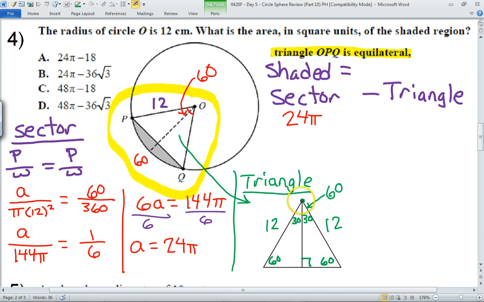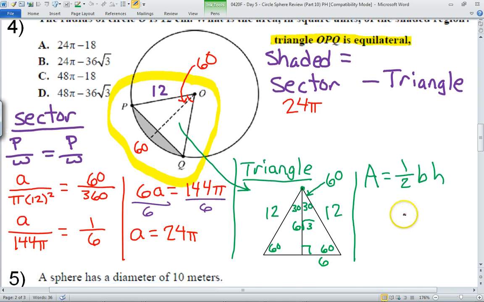Now I have the hypotenuse. If the hypotenuse is 12, that will tell me what the short leg is. The short leg is 6. If the short leg is 6, that should tell me what the long leg is: 6 radical 3. That's important because the area of a triangle is, of course, 1/2 base times height.